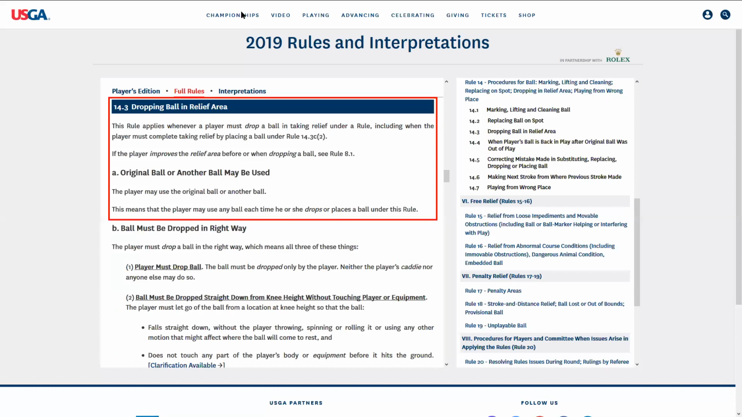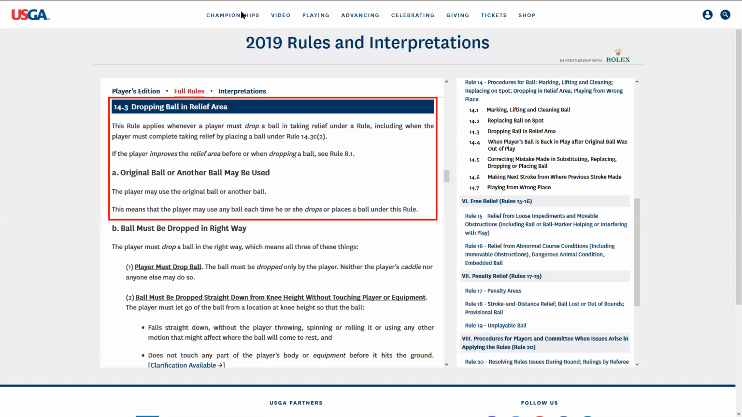The player must let go of the ball from a location at knee height so that the ball falls straight down without the player throwing, spinning, or rolling it. And it does not touch any part of the player's body or equipment before, the key word there is before, it hits the ground. Knee height means the height of the player's knee when in a standing position.